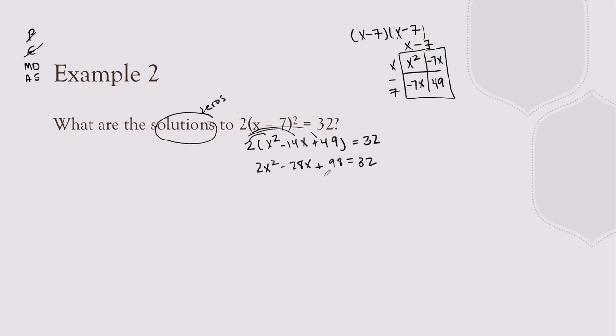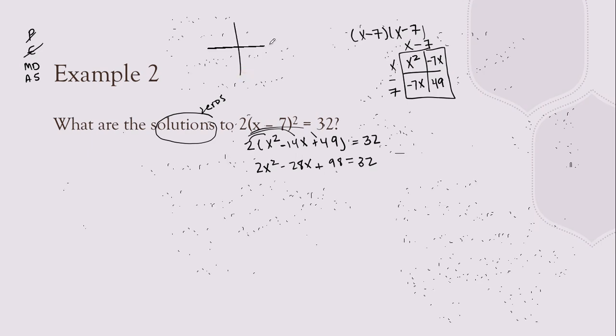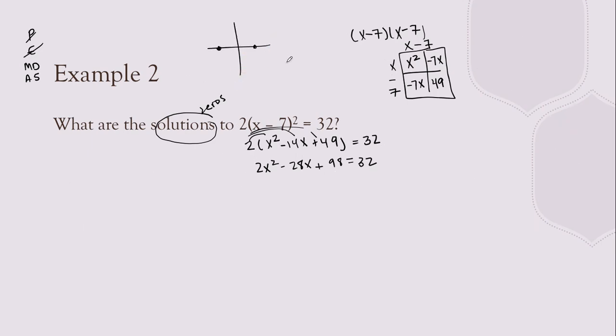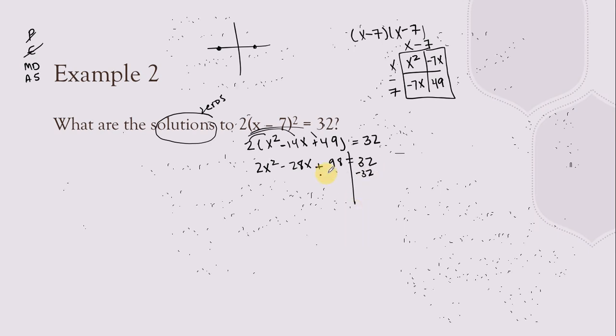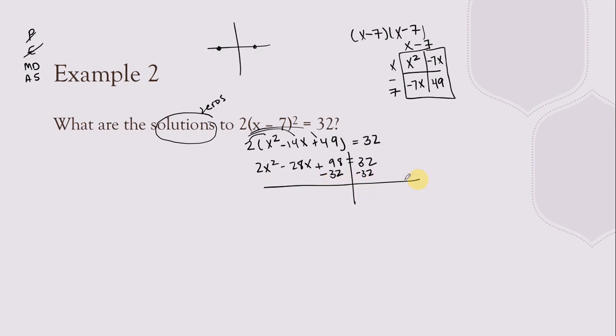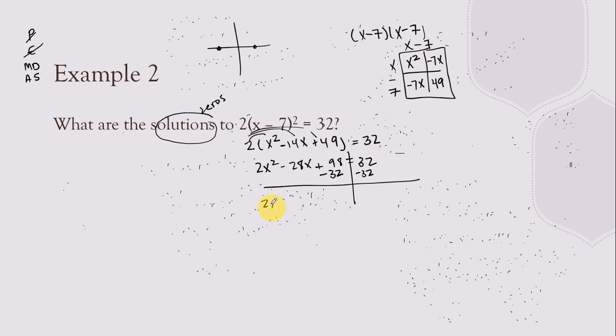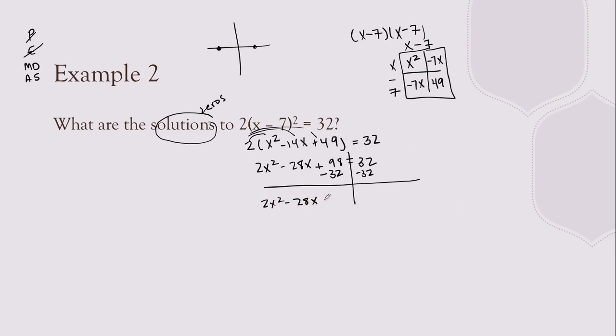So if I'm looking for my zeros, what do I know about my y value at my zeros? Any point on the x-axis, on the x-intercepts, what do you know about your y value? It is 0. So I need to set this equal to 0, not 32. So how do I get rid of the 32? Subtract 32 from both sides. So that would give me 2x squared minus 28x plus 66 equals 0. Now I can factor this and solve for my x-intercepts.